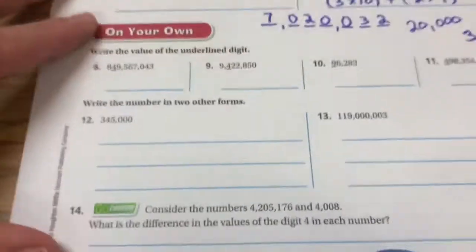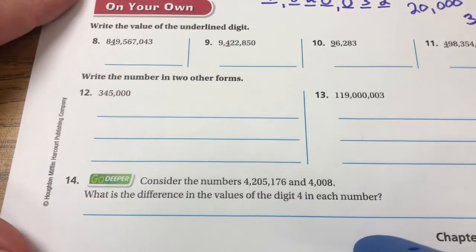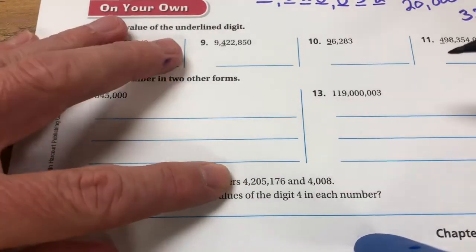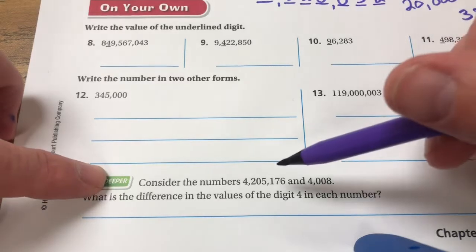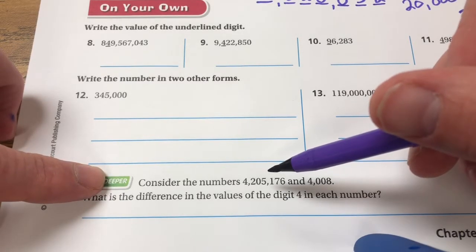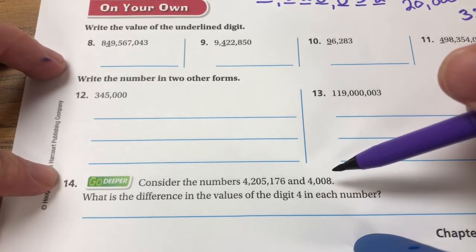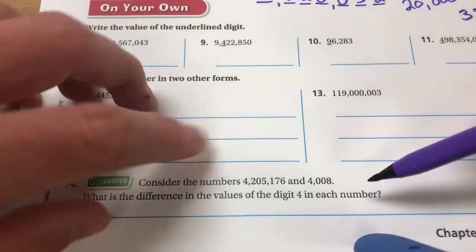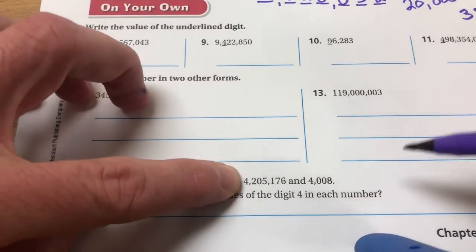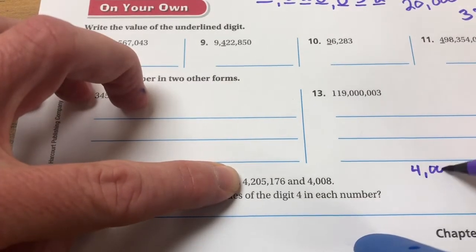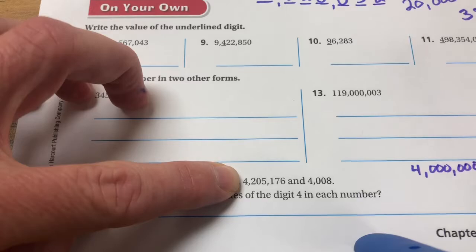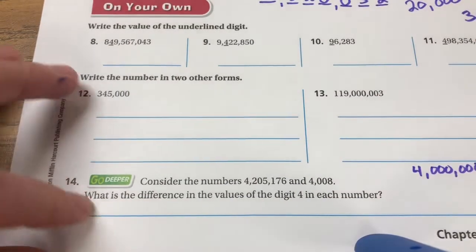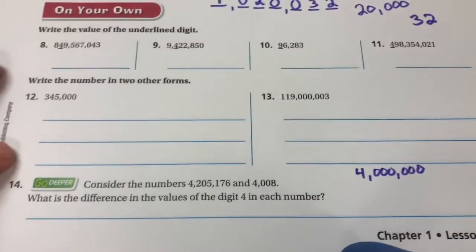So this is like what you're going to see when you click on the assignment to do it for me. Here, I do want to warn you, you're also going to see one similar to this on your assignment. It says consider the numbers 4,205,176 and 4,008. What is the difference in the values of the 4s in each number? So for that, remember, this is 4 million. And this is 4,000. And it did say difference. When it says difference, we should be thinking subtract.